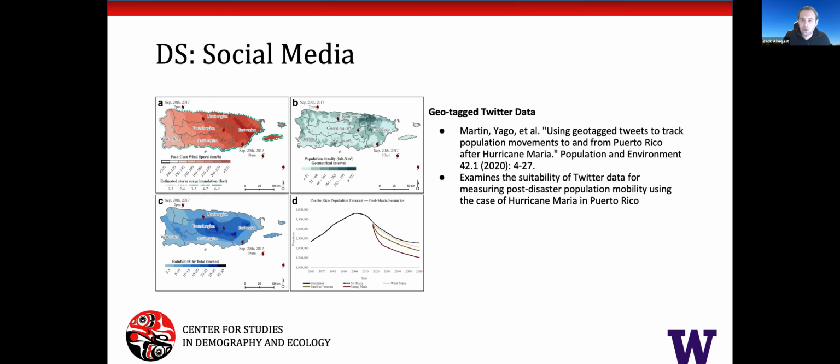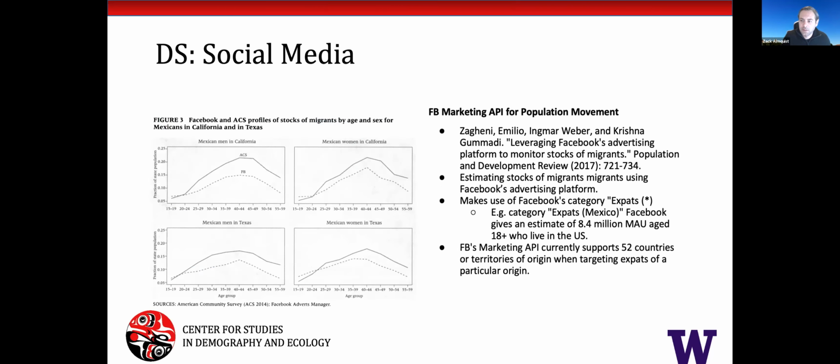So there's been some really cool work using geotagged tweets from Twitter to estimate things post-Hurricane Maria in Puerto Rico. And then there's been some neat stuff by Emilio using the Facebook marketing API to do something very similar to what Dewart et al.